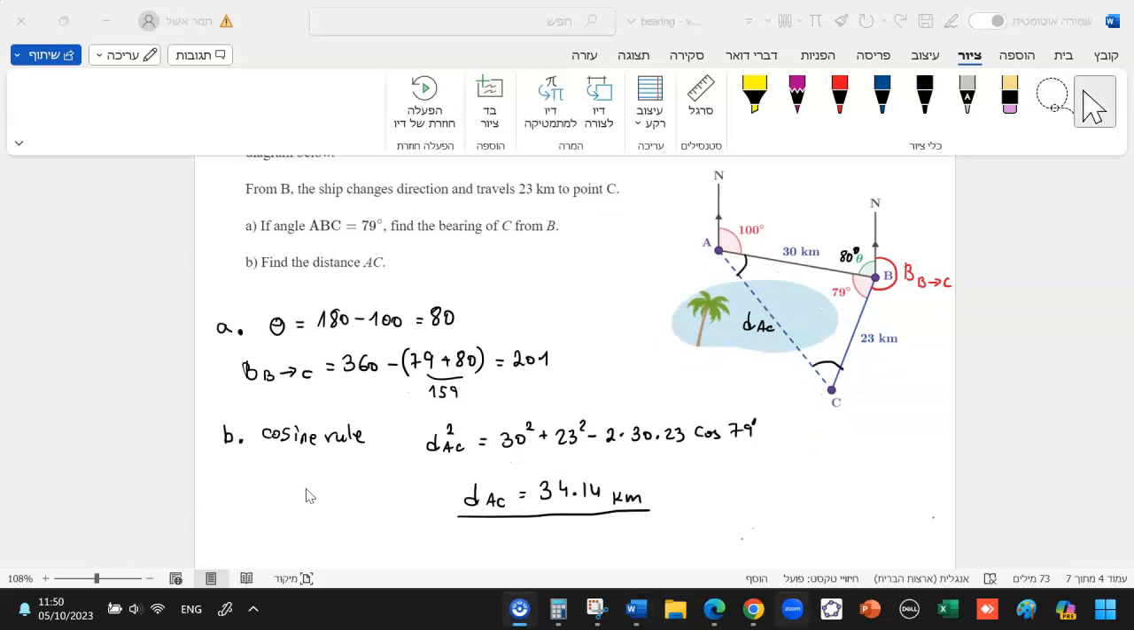These are the basics of bearing. You can find more examples next in this file and in practice files with IB questions.